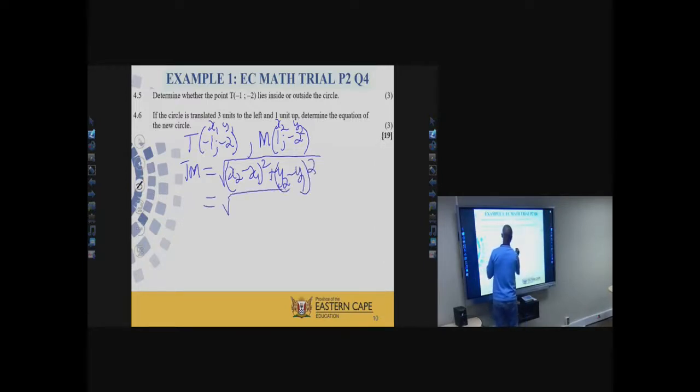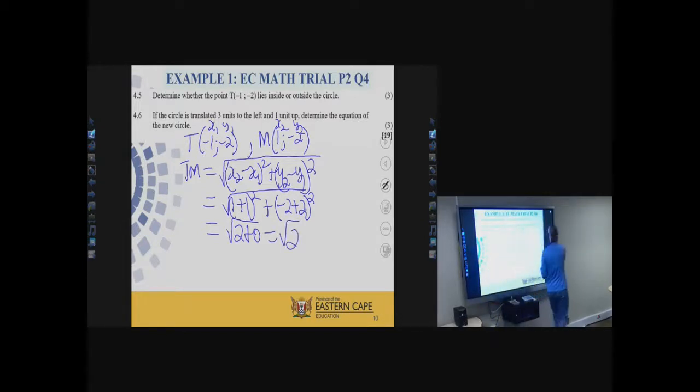So you substitute. It's going to be x2 will be 1 minus x1, minus minus 1 is plus 1, all squared, plus y2 will be negative 2, minus minus 2 will be plus 2, all squared. And then if you look at that now, 1 plus 1 is 2, all squared, square root of 2. Minus 2 plus 2, that's 0, squared, that's 0. And the answer will be square root of 2.